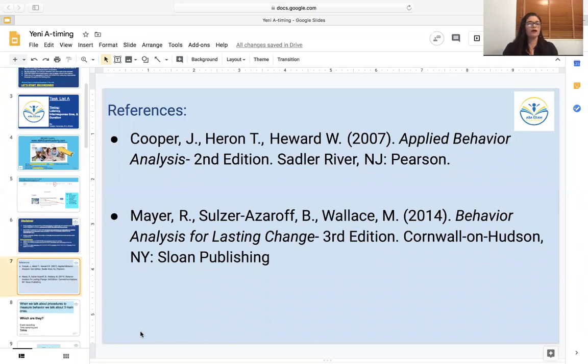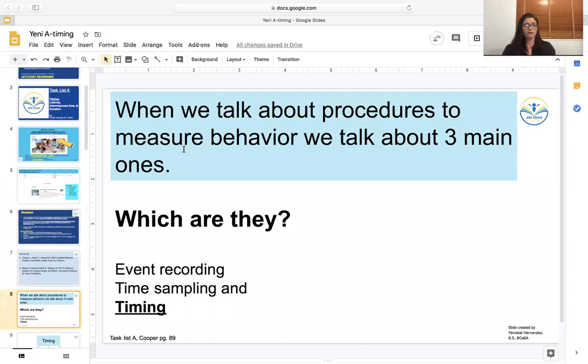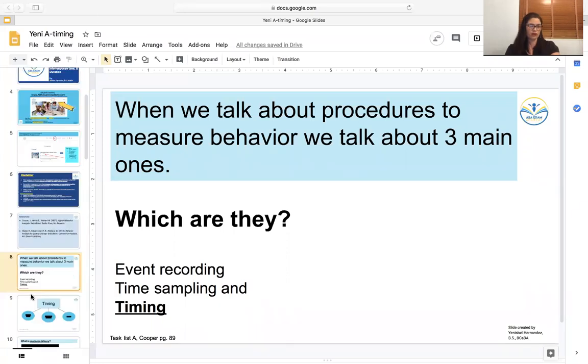Okay, guys, we are ready to rock and roll. What are we going to cover today? When we talk about procedures to measure behavior, we talk about three main ones, right? They are event recording, time sampling, and timing. And today we're going to cover specifically timing. Timing is in Cooper page 89, and it's in task list A, in case you want to know.